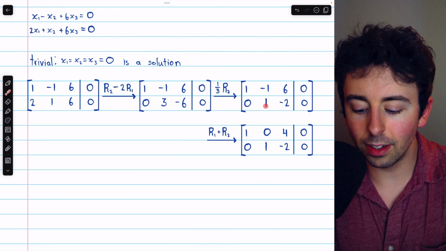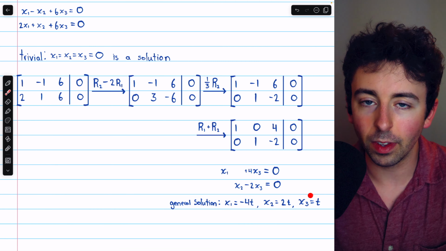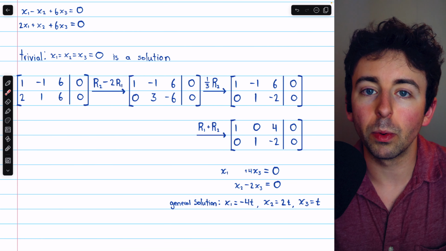This is in reduced row echelon form, and from here we can describe all solutions of the homogeneous linear system. From row 1, we have that x1 plus 4x3 equals 0. From row 2, we have that x2 minus 2x3 equals 0. Hence, x1 and x2 are what we call leading variables. They correspond to those leading ones. On the other hand, there's no leading 1 in column 3, so x3 is not a leading variable, and we'll assign it an arbitrary parameter, say t. This is what we call a free variable. It's free to be whatever it likes, and then we can calculate x1 and x2 accordingly.